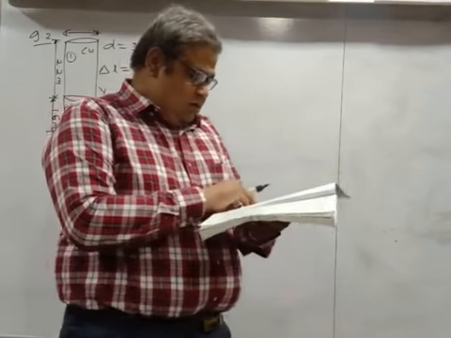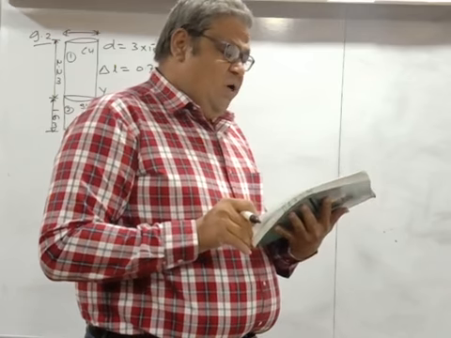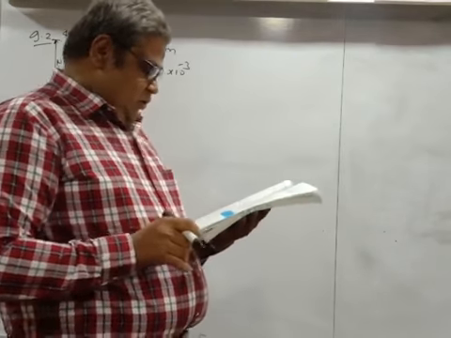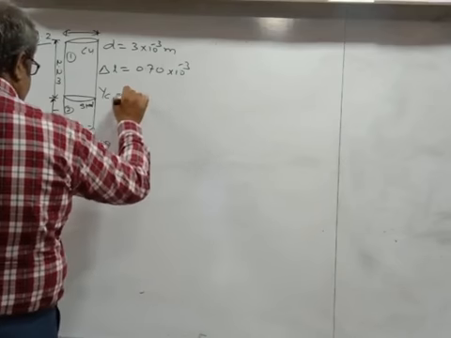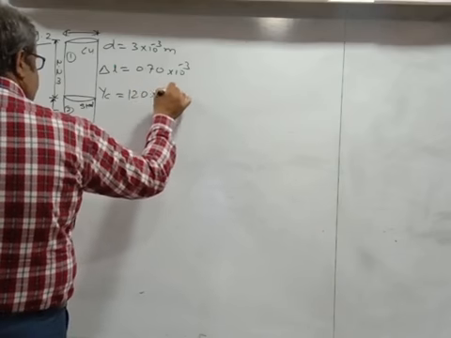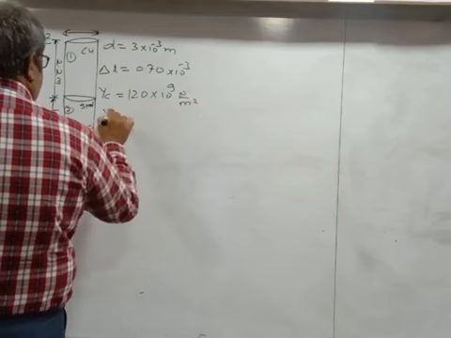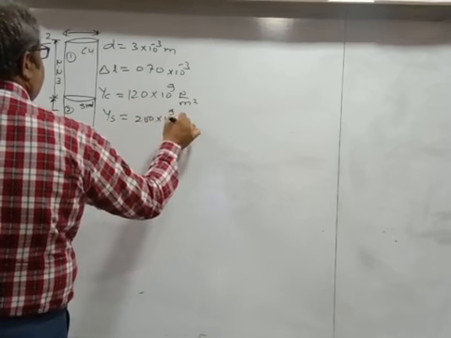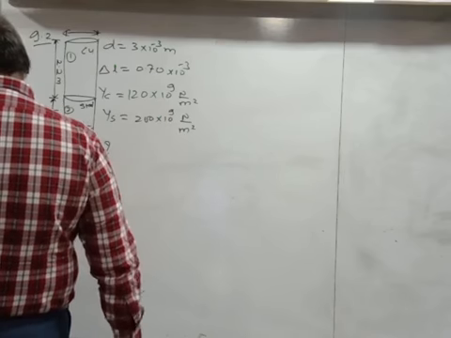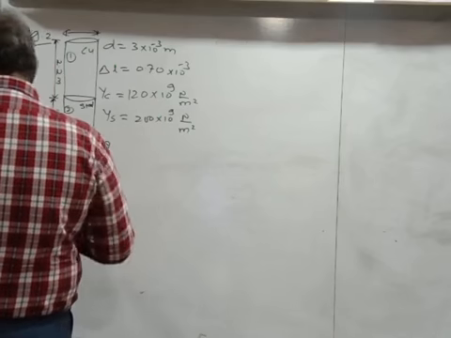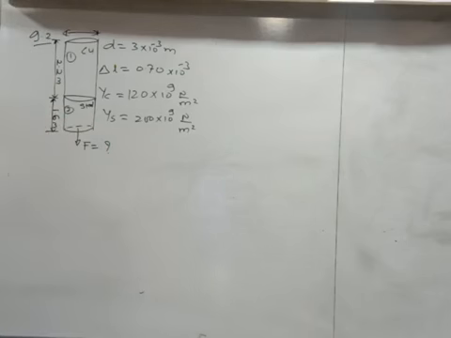It is given on page number 235 in table 9.1 on the big page. So here Young modulus of copper is given as 120 into 10 raised to 9 Newton per meter square, and Young modulus of the steel is given as 200 into 10 raised to 9 Newton per meter square. So these two are given, Young modulus of copper and Young modulus of steel. So what can be done here?